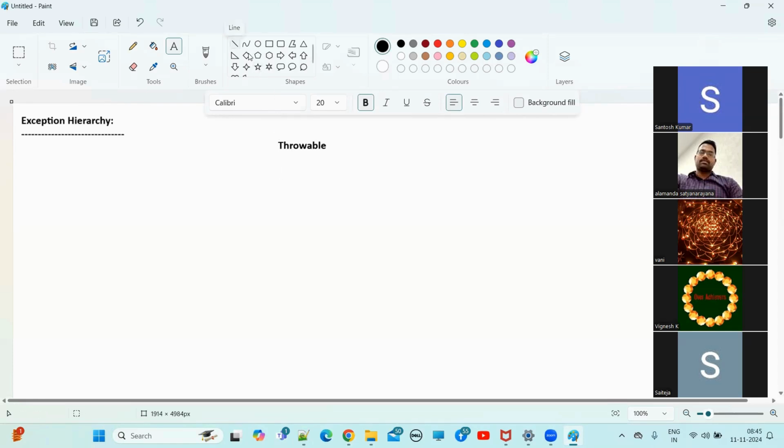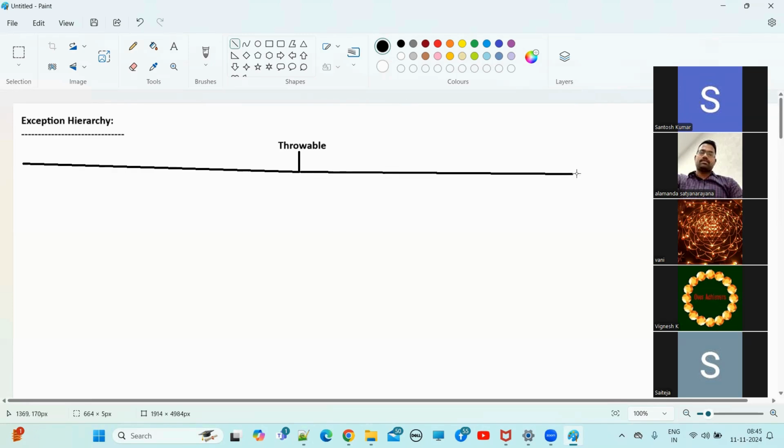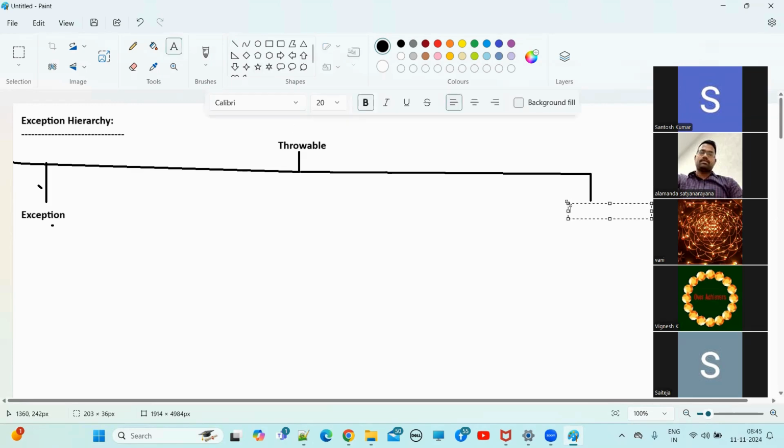Now Throwable is again divided into two types. Let me write here. The first one is Exception, the second one is Error. So Throwable is the root class for all the exception hierarchy classes, and it has two immediate child classes. One is the Exception class, another one is Error.